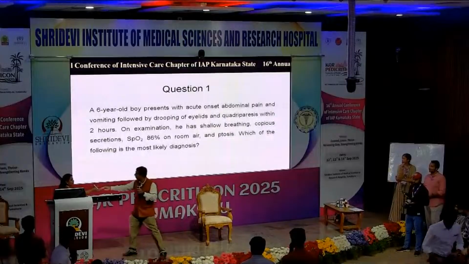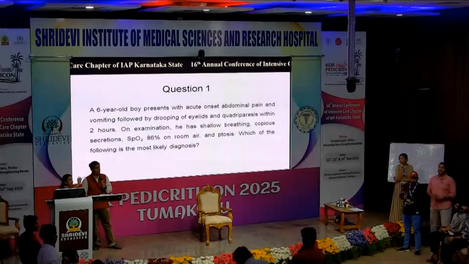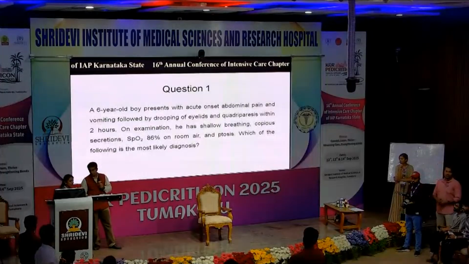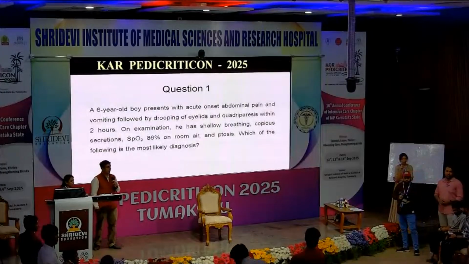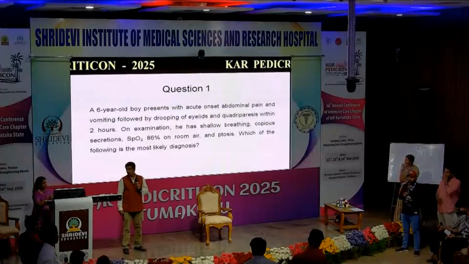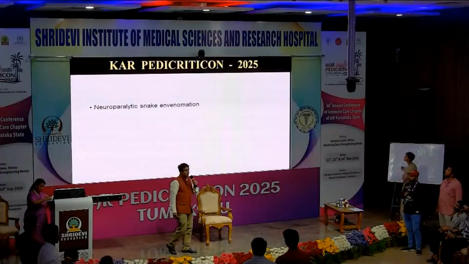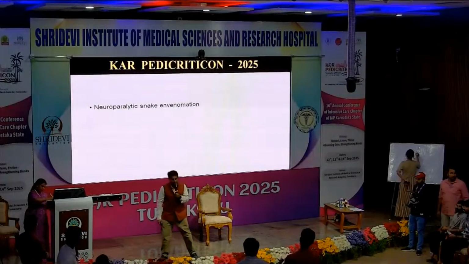So we've got 2 teams who have answered. Who is this? This one, D. You have to write your team name, C, C, C, D, D, D on all the chips. C and D have got the correct answer. The answer is neuroparalytic snake envenomation. Okay, fine.